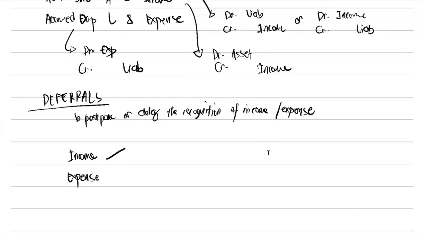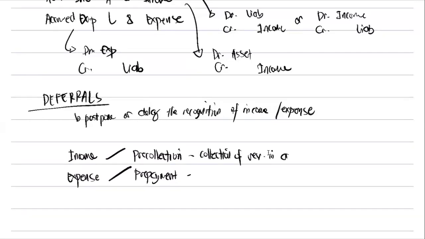Your deferred income is also known as your pre-collection. Your deferred expense is also known as your prepayment. So what is a pre-collection and what is a prepayment? A pre-collection is a collection of revenue in advance, while a prepayment is a payment of expense in advance.